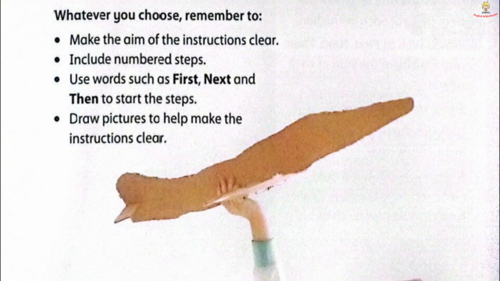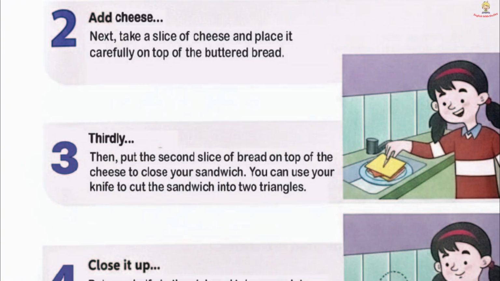Whatever you choose, remember to make the aim of the instruction clear. So your instruction must be clear. Include numbered steps. So you must include numbered steps. Use words such as first, next, then to start the steps. So whenever you start a step, start it with first, secondly, then next, and then finally. Draw pictures to help make the instruction clear, and you also draw a picture with every step that makes your instruction clear. So here is a sample instruction.